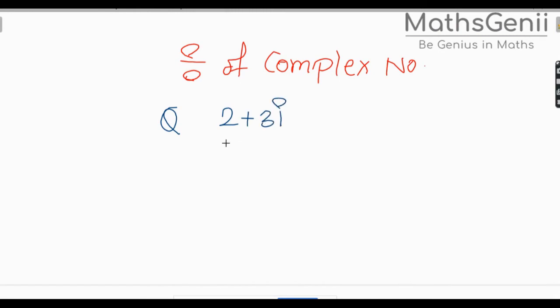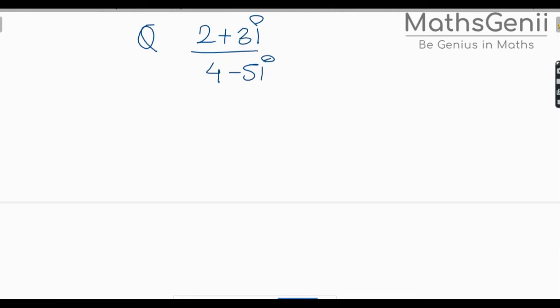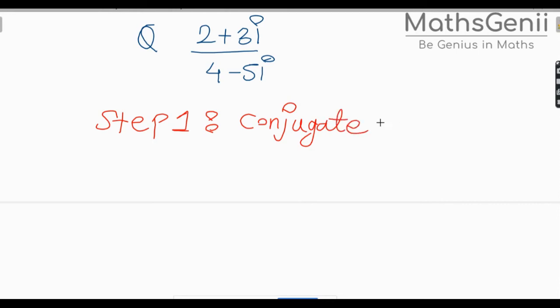2 plus 3i upon 4 minus 5i. Your first step should always be to find the conjugate. What is the conjugate of the denominator? What is the denominator? 4 minus 5i. What is going to be the conjugate of this? 4 and 5i as it is. The conjugate of minus will be plus. Okay, this is your step 1.